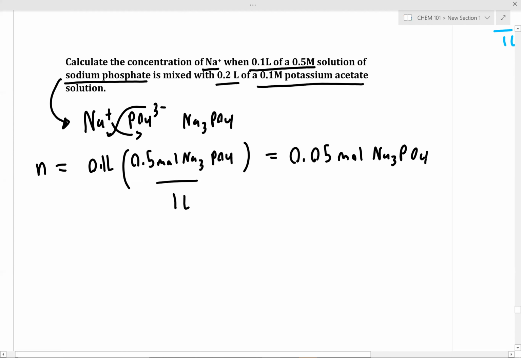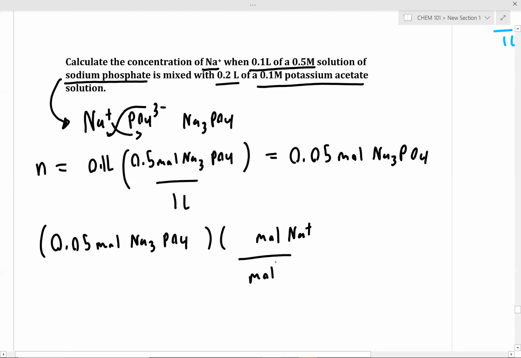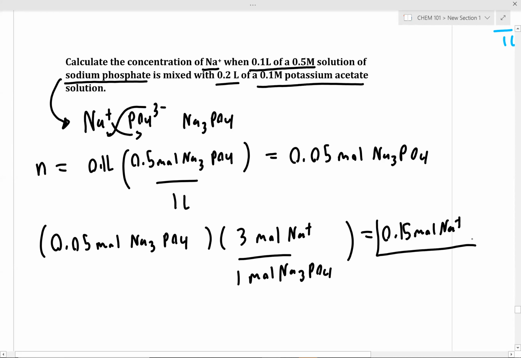And now what we're going to do is break down this moles of sodium phosphate to get the moles of sodium. So we have 0.05 moles of sodium phosphate. And my question to all of you is, how many moles of sodium plus ion do we have per mole of sodium phosphate? What's our mole to mole ratio? 3 to 1, exactly right. And that in turn gives us 0.15 moles of sodium plus. Let's avoid that 1 liter, just 0.15 moles of sodium plus.